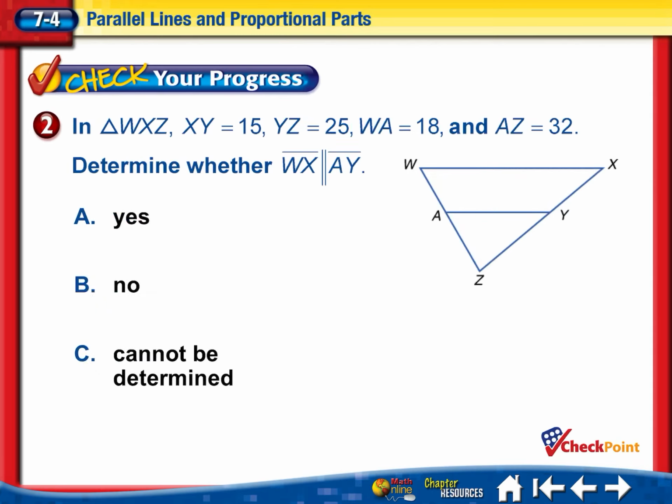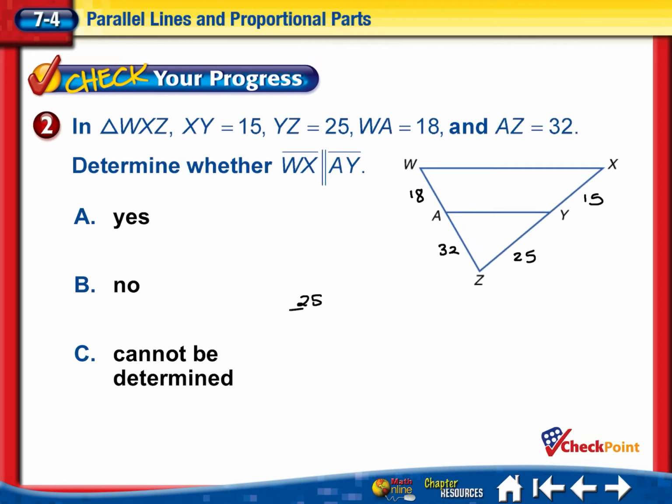All right, so they gave us the figure. It says triangle WXZ. X to Y is 15. Y to Z is 25. W to A is 18. And A to Z is 32. So let's go ahead and set up our proportion.